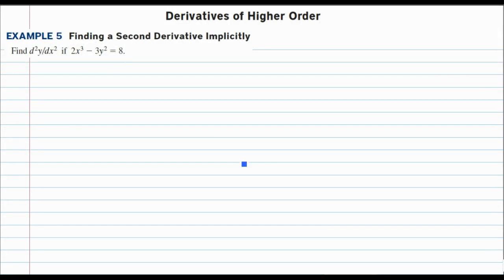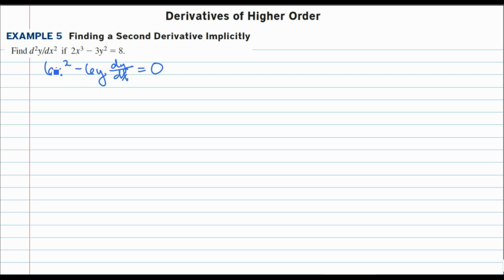This is the screencast for section 3.7, example 5. We're going to find the second derivative implicitly. So the first derivative you're pretty familiar with. Don't forget, every time you take the derivative of an expression with a y, you need a dy/dx.